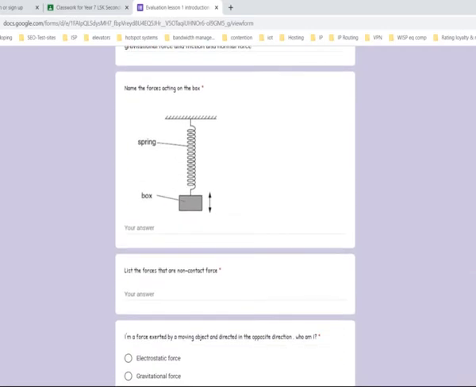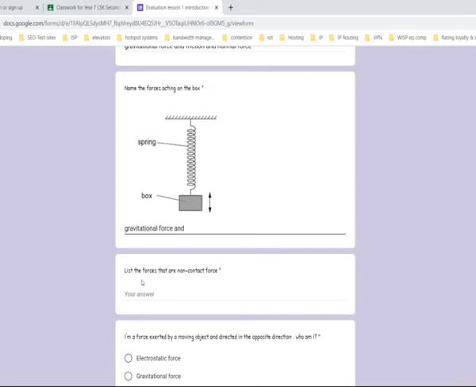Now the second question: name the forces acting on the box. Also in this picture we have a spring and a box, and I told you that if you see any spring in contact with an object, there is a tension, right? The first force acting on all objects is gravitational force. So we have two forces: the first is gravitational force, and the second is the tension. Why tension? Because the box is in contact with a spring, wire, or string.